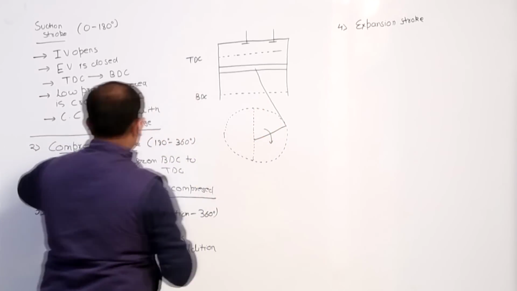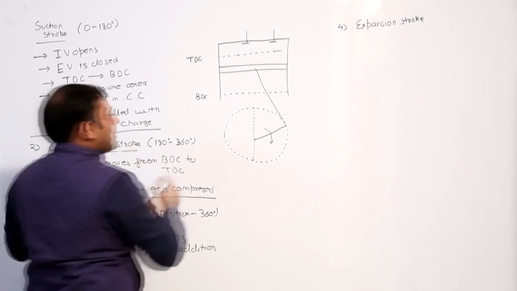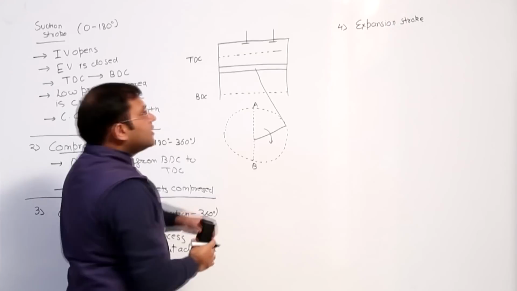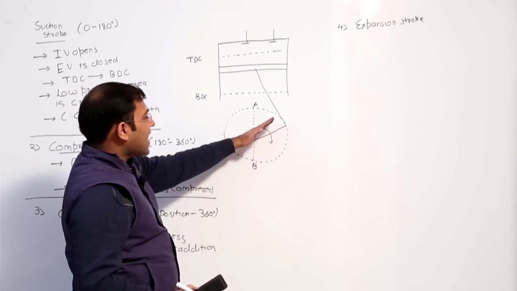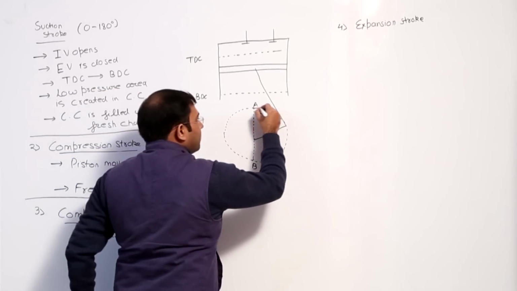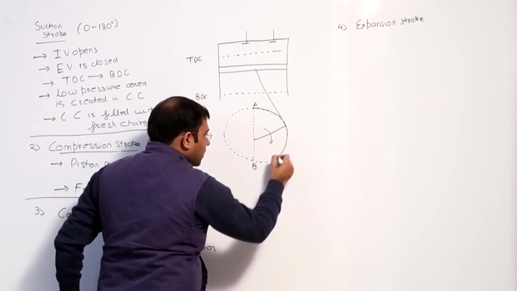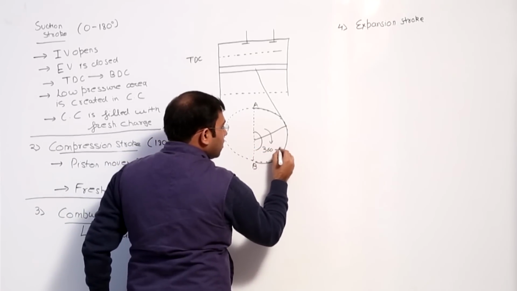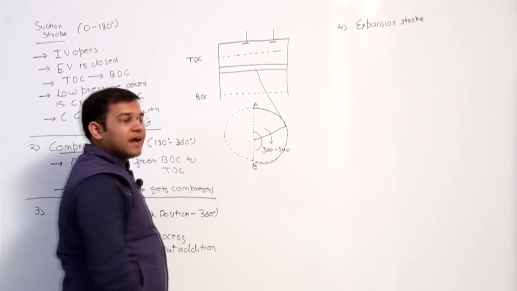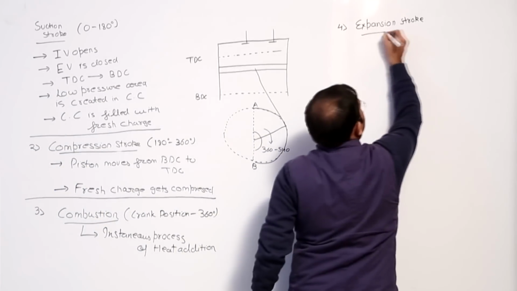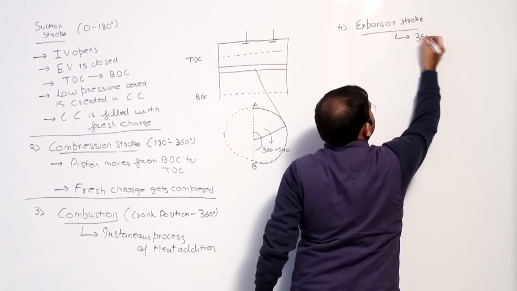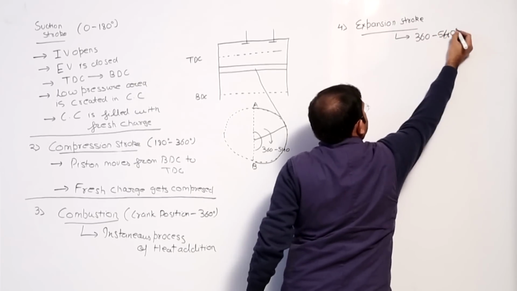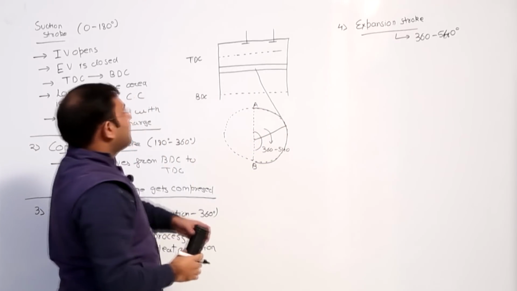Now see, after the compression stroke, the position of the crank is at point A, and this is point B. And in the next stroke, the expansion stroke, the crank moves from position A to position B, and this corresponds to 360 to 540 degrees of crank rotation. So the expansion stroke corresponds to 360 to 540 degrees of crank rotation. Fine.